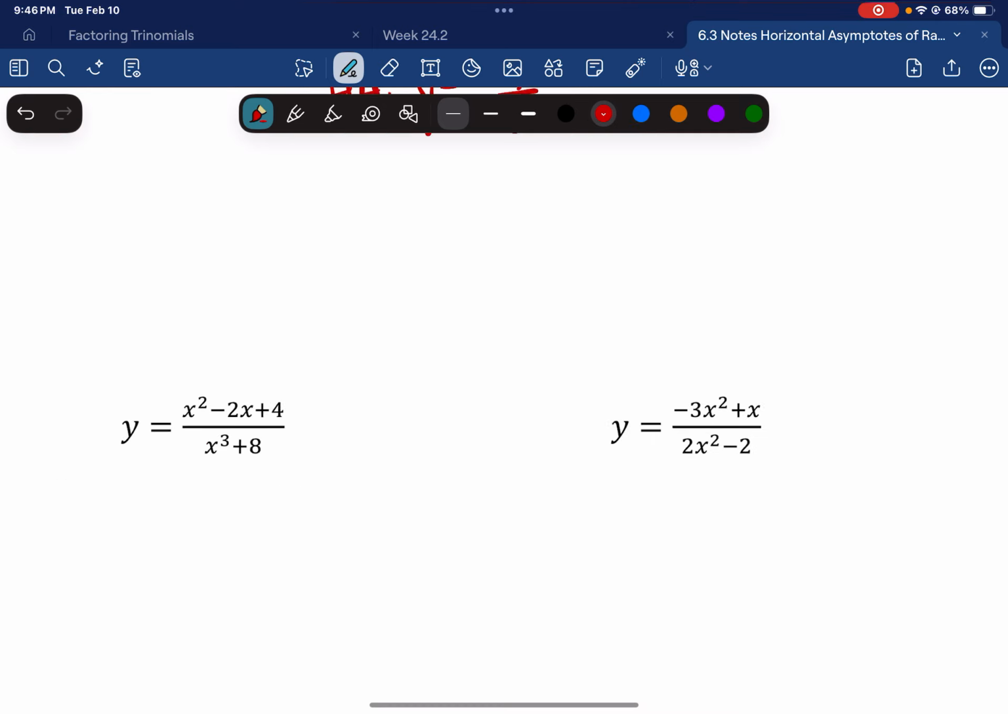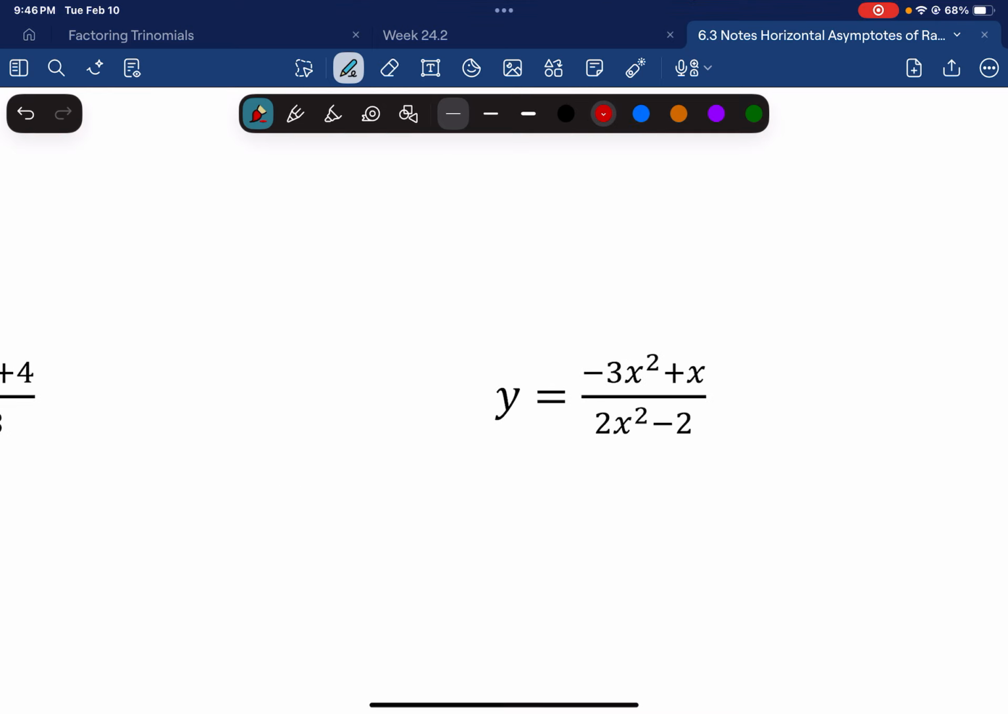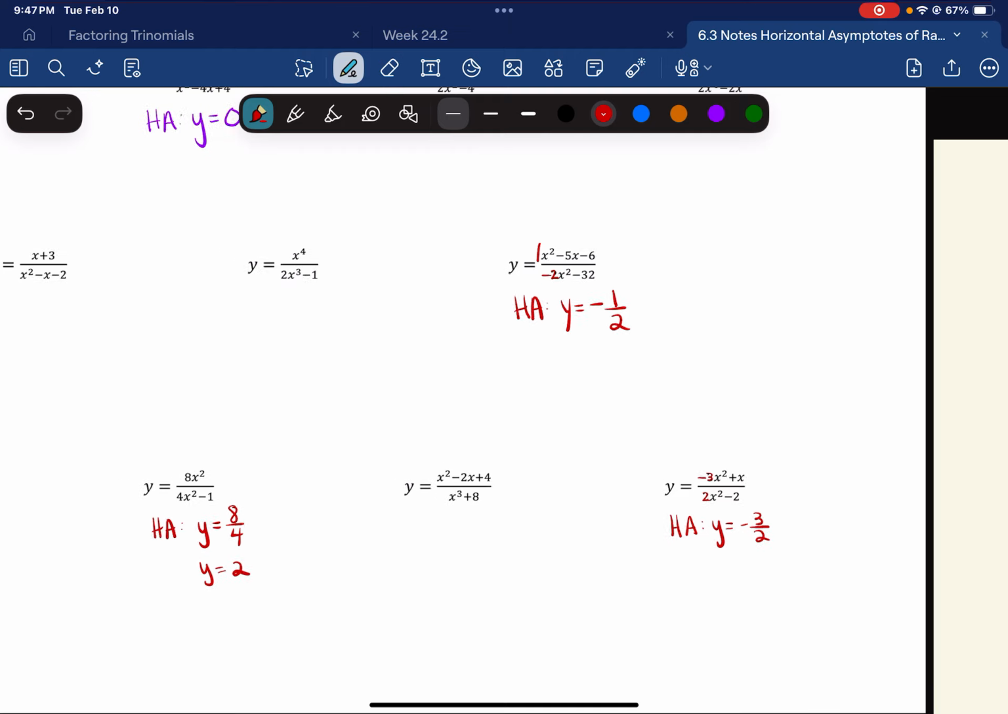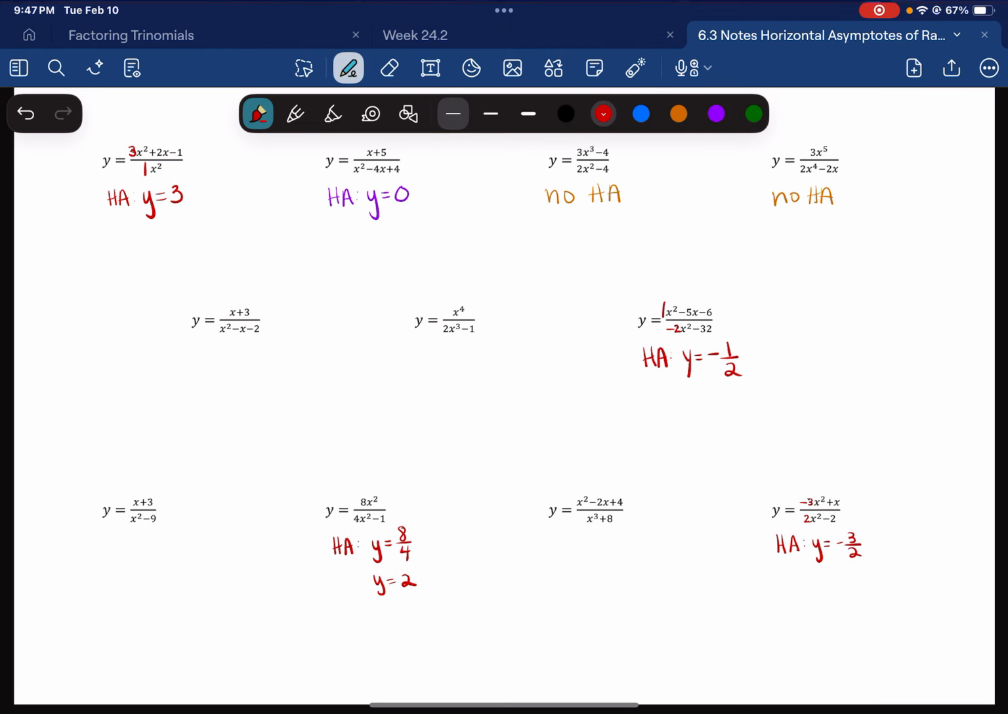Oh, here's one. So we have a balanced equation here. Again, our leading coefficients are a -3 and a +2. So this horizontal asymptote is just y equals -3/2. Okay, so now let's look at our remaining equations.